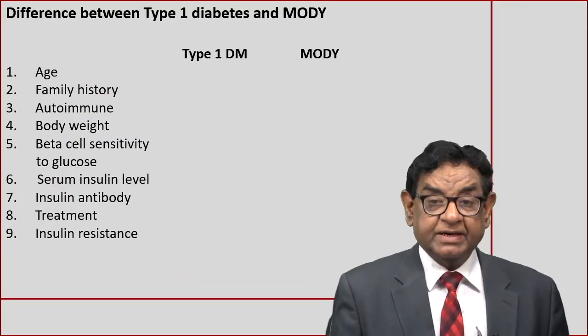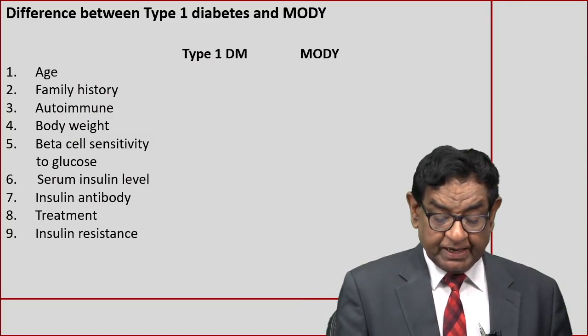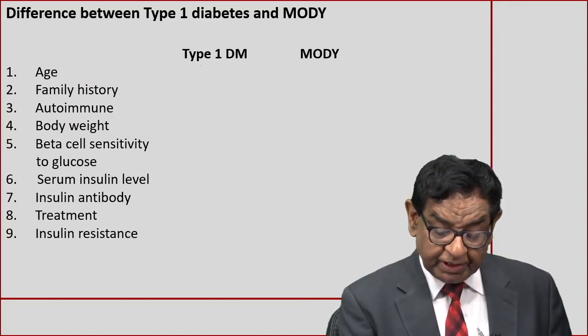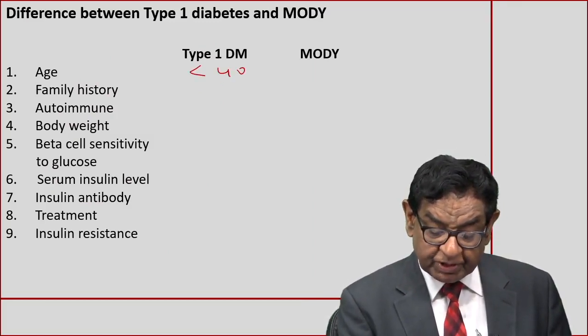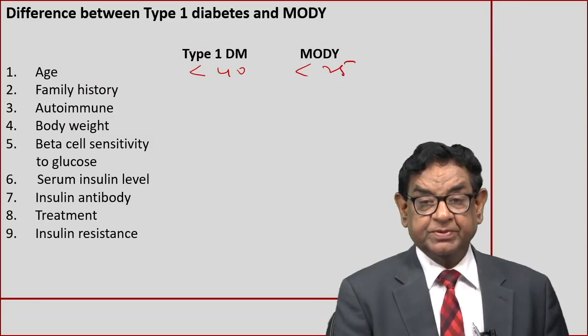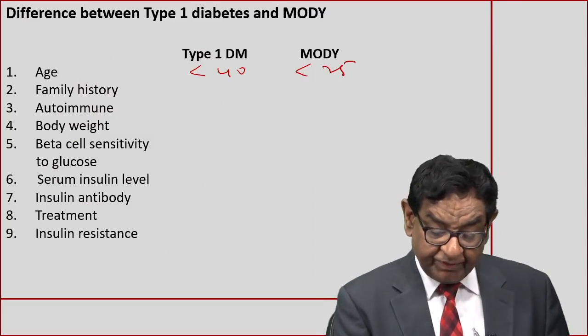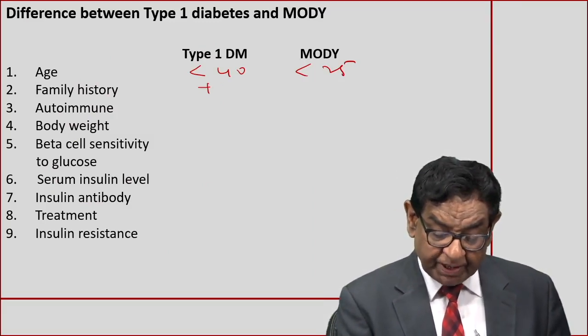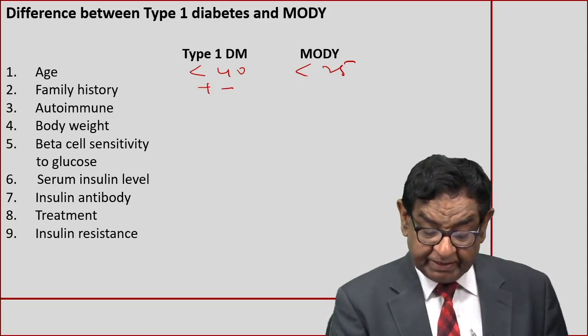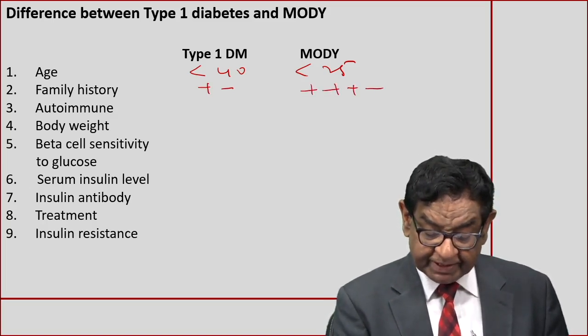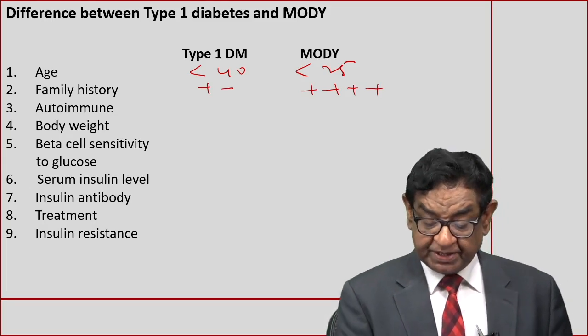Now, let me tell you the difference between type 1 and type 2 diabetes. Age usually below 40 years and usually below 25 years. Okay. Family history may or may not be there, but here it will definitely be there. Reason being, it is an autosomal dominant condition.